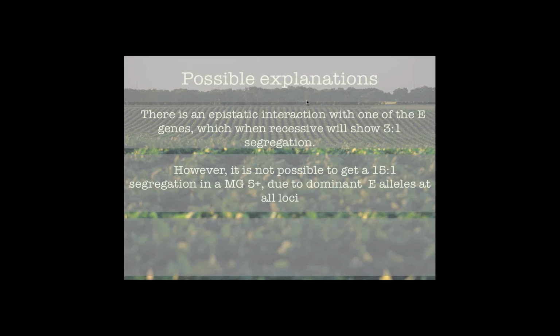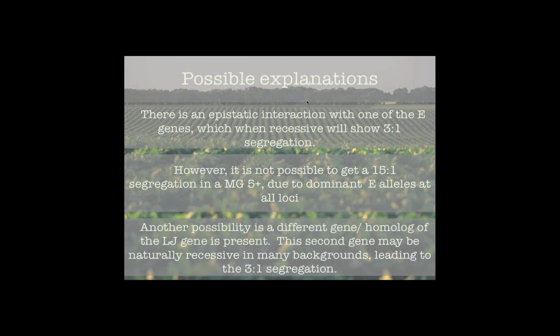So I think Alroy Kober is going to comment on this. So if you disagree, go right ahead. There's also another possibility that a different gene or even a homologue of the long juvenile gene is present. And then this gene may be naturally recessive in many backgrounds, leading to the 3-to-1 segregation. It's the only other idea I have.